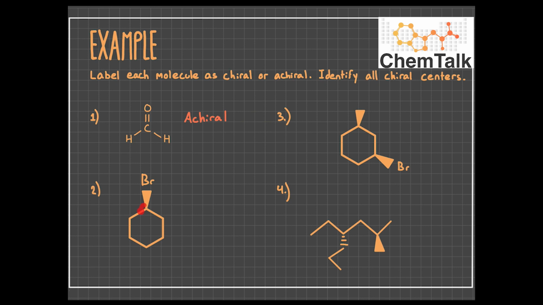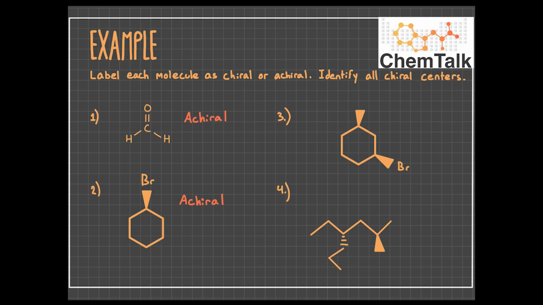Okay, for number 2, let's first look for chiral centers. This spot looks like it could be bonded to 4 different groups, but let's take a look. We have a bromine, an implied hydrogen, and a ring. If we go around the ring this way, we have 1, 2, 3, 4, 5 carbons before we get back to our center. And if we go the other way, we also have 5 carbons. So, these groups are technically the same. And to have a chiral center, we need 4 different substituent groups attached. So, this is not a chiral center, and this molecule, then, is achiral.